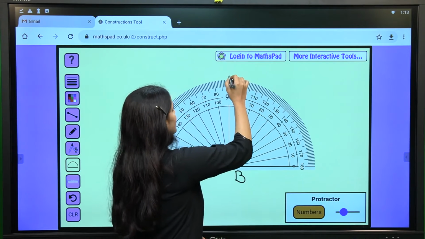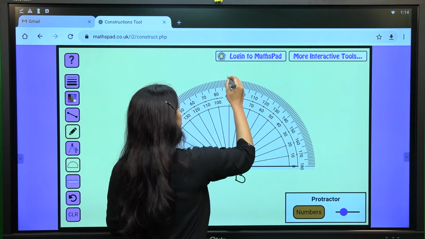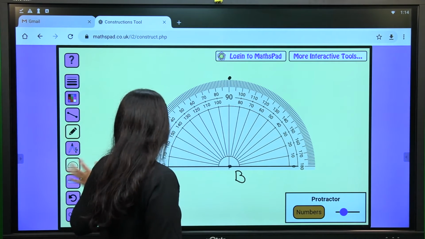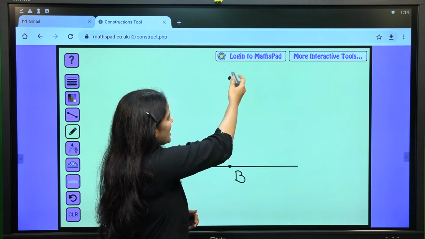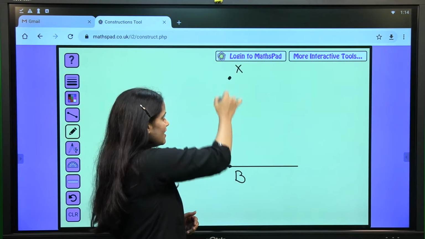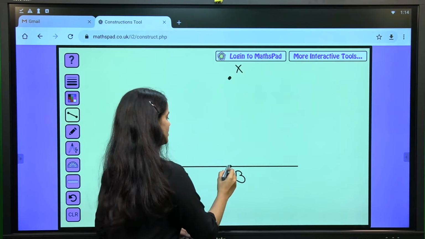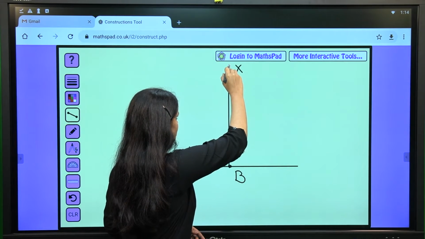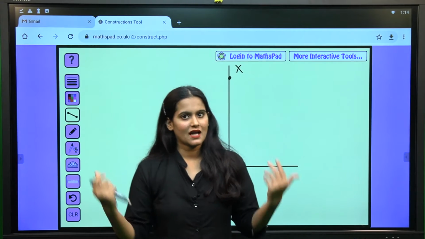So here I'll just mark a point, 90 degree, no? That's fine. So then I will join these 2 points, B, and here you can name it as X itself, because I'll draw the line, right? So line X I'll just consider. So let me take a line and I'll connect these 2 points. Done. So our 90 degree construction is done. So perpendicular line is done now.